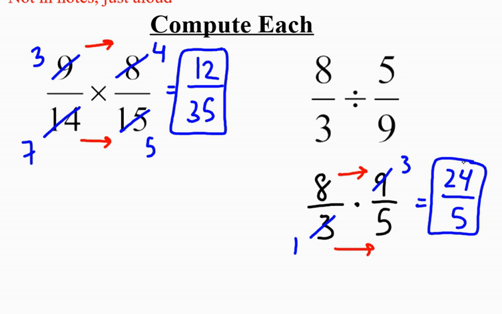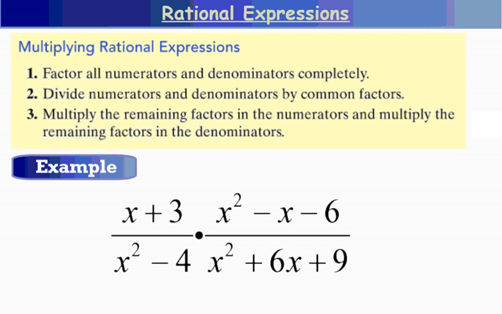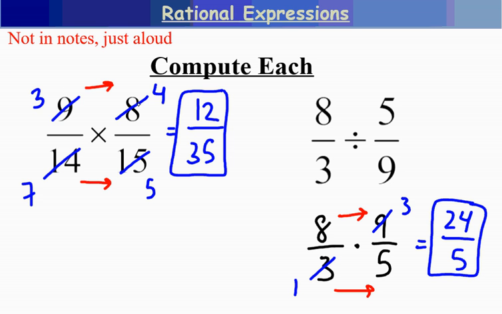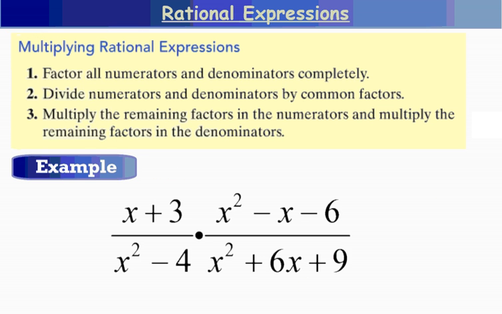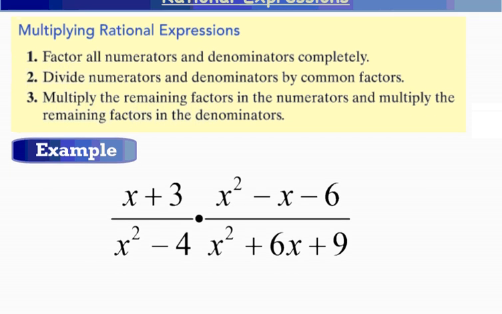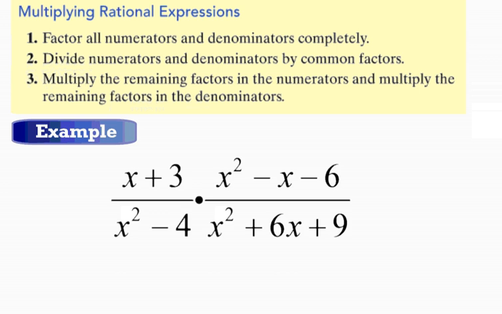Because now we're just going to do it not with numbers, but with expressions. Step 1, factor all numerators and denominators completely. Factor things out. Step 2, divide numerators and denominators by any common factors, like we did. That was the simplifying step that I was doing in blue. That's divide out any common factors to make the items not as big. Step 3, multiply the remaining factors in the numerators and multiply the denominators. So multiply numerator by numerator, denominator times denominator. And there's the steps.